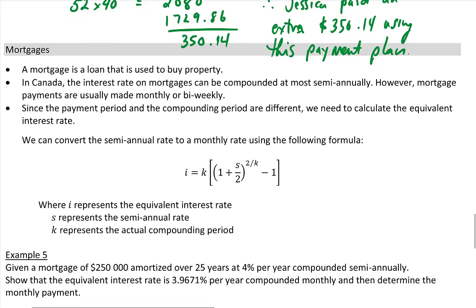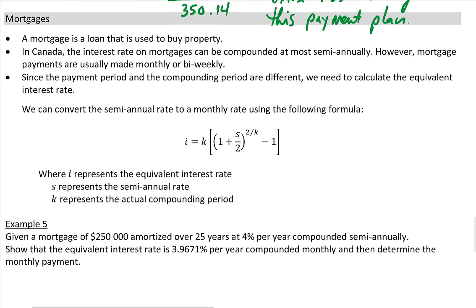And the second big topic of this unit was mortgages. So remember, a mortgage is a loan that is used to buy property. In Canada, interest rates on mortgages can be compounded at most semi-annually. However, mortgage payments are usually made monthly or bi-weekly and so on. Since the payment period and the compounding period are different, we need to use the following formula to find what's called the equivalent interest rate.